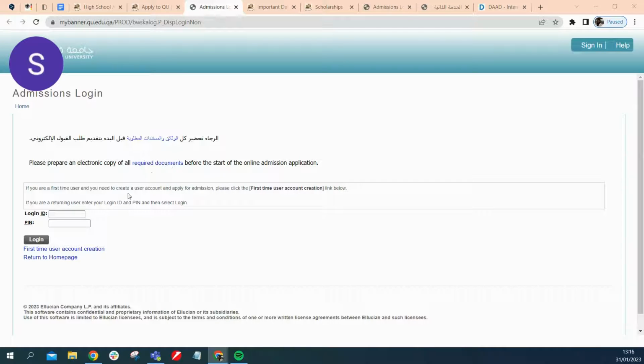When you click on this, you come to this admission login. Here, they say please prepare an electronic copy of all required documents before the start of the online admission application. So when you click here, you will also get a checklist of all the required documents which you need.